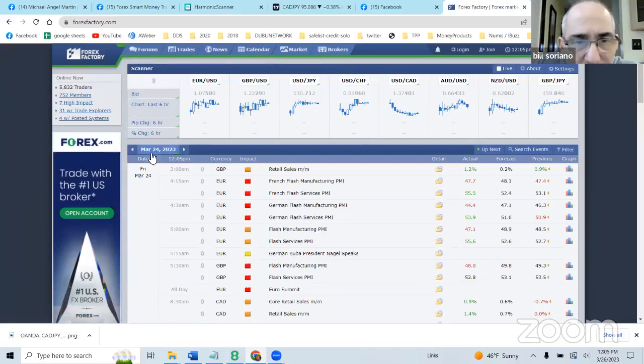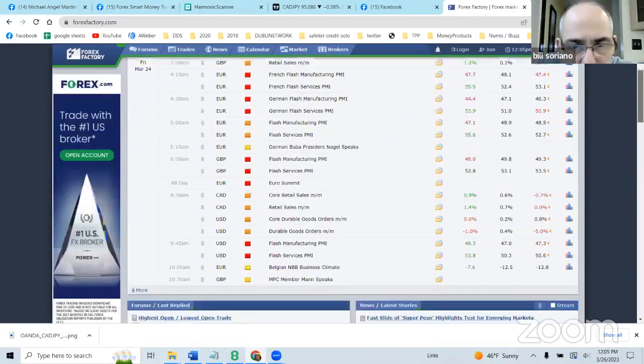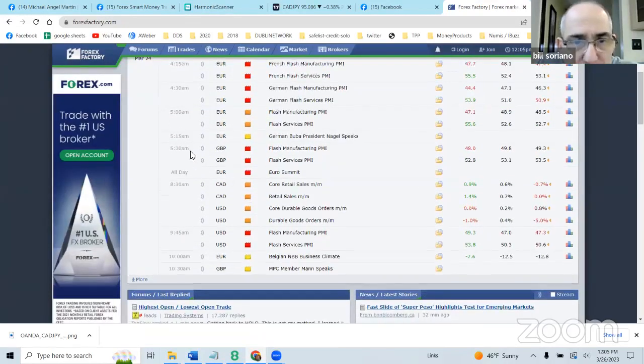So on Friday, March 24th, there was some red folder news here, okay? You had some red folder news early in the morning, but that was before this trade set up. And then you also had red folder news at 9:45 a.m. on USD pair. Remember, whenever there's news on the USD pair, that affects all the pairs. So you have to decide what to do there.